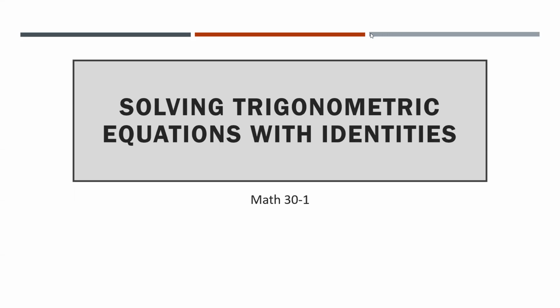So today's lesson is going to be on solving trigonometric equations with identities. We're going to use the identities that we covered, all of those ones that are on the formula sheet, to solve a trigonometric equation. So some sort of an equation, something with an equal sign that contains trigonometric functions.